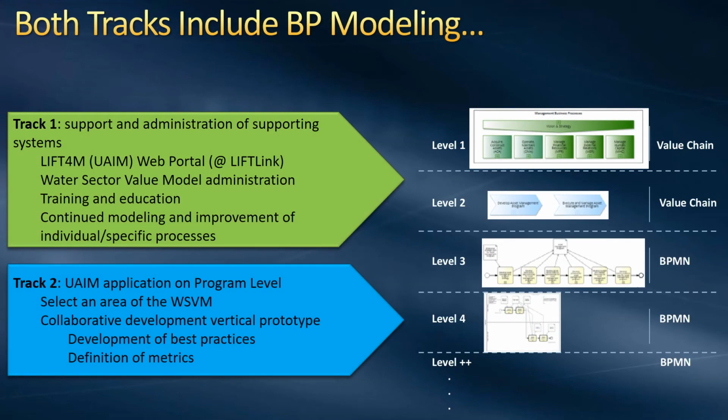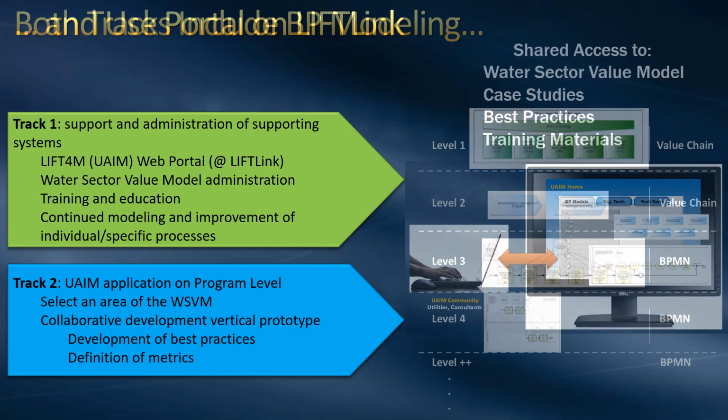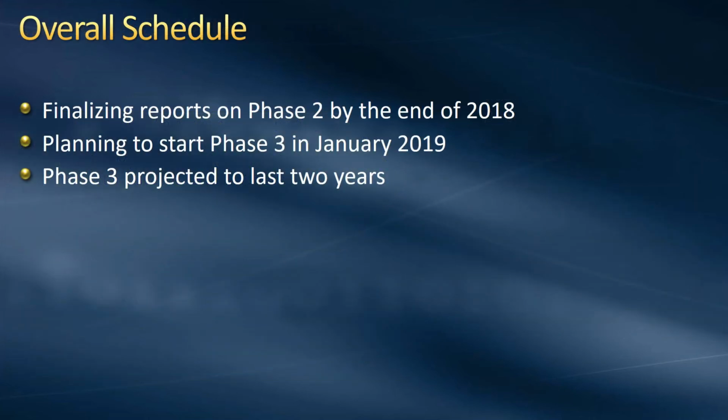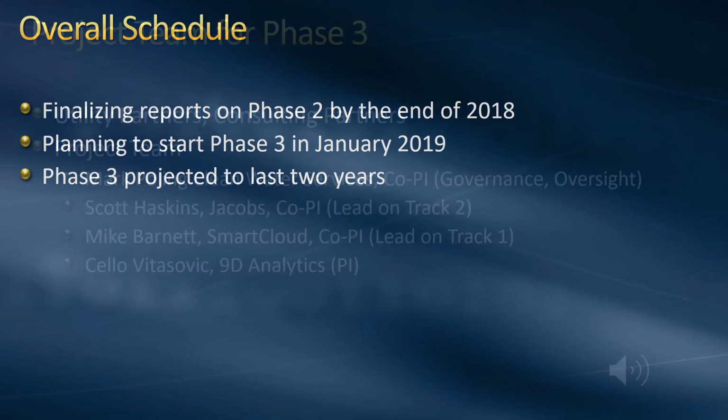Both tracks 1 and 2 will continue to use business process modeling to define and describe how the work is executed. And both tracks will use the portal on the LiftLink platform as the main repository for all project-related materials and deliverables. We will be finalizing the current work on Phases 1 and 2 by the end of 2018, and in January of 2019 we will start Phase 3, projected to last 2 years.